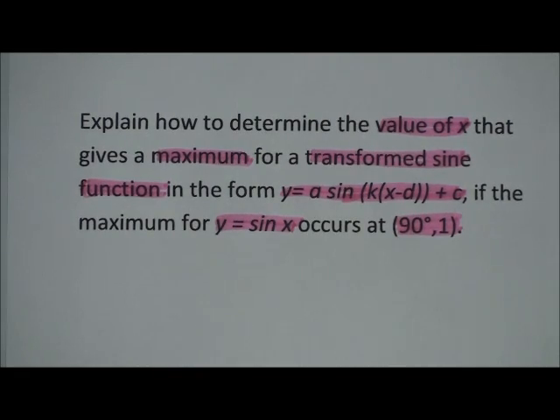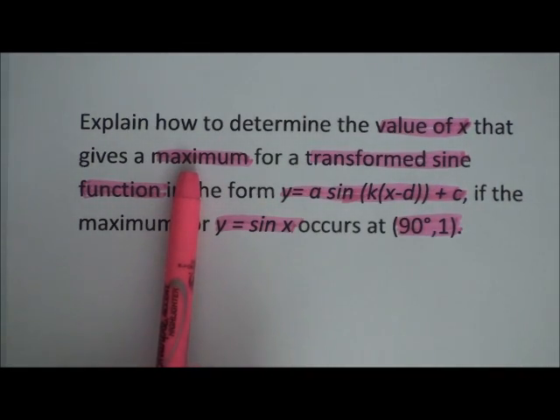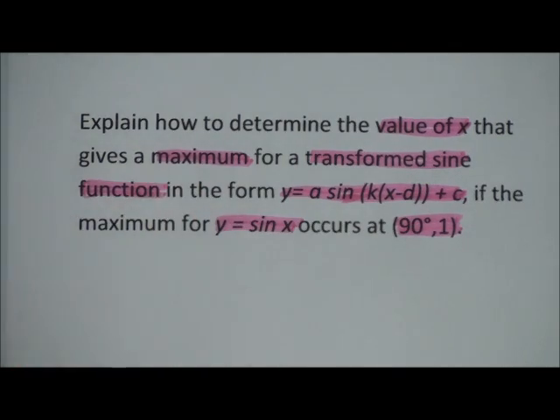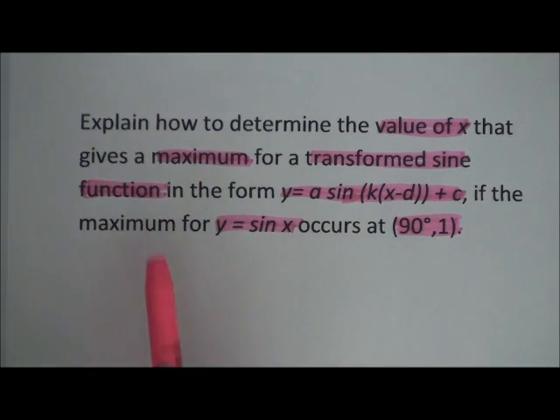Each highlighted point is important, and the value of x and the maximum are just points on the actual sine graph. So the value of x is when it happens, and the maximum is the highest value of y on the actual graph.